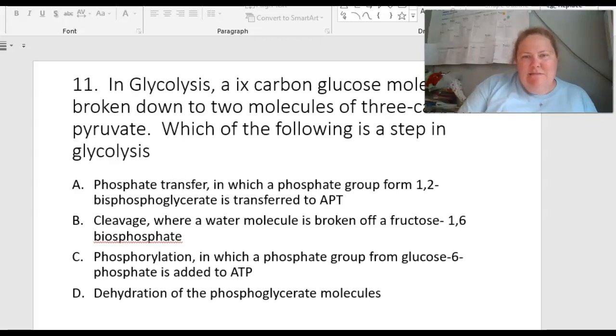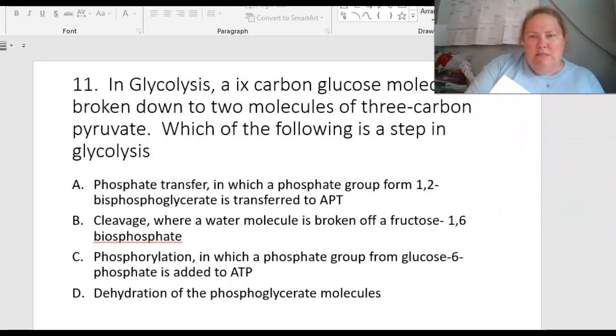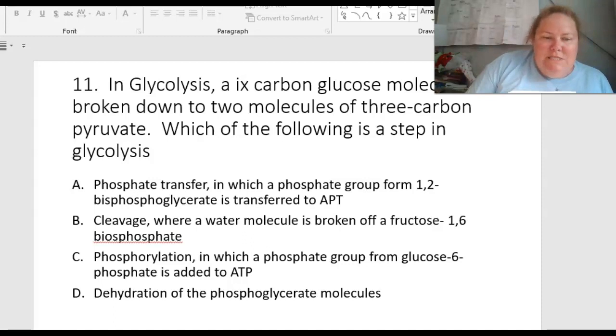In glycolysis, a 6-carbon, that's supposed to be 6. Glucose is 6 carbons. Anyway, 6-carbon glucose molecule is broken down into 2 molecules of 3-carbon pyruvate. Which of the following is a step in glycolysis? The correct answer is D, as in David. Dehydration of the phosphoglycerate molecules.